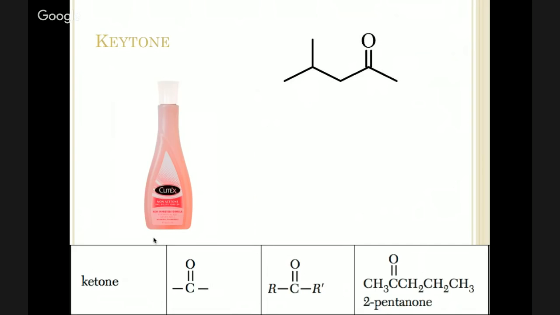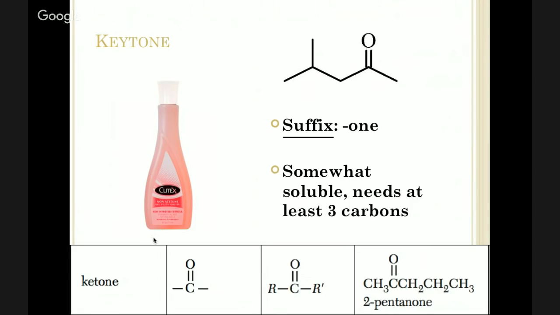You will not see ketones that have a prefix of 1, because that would be an aldehyde again. The most common ketone that you're probably used to is acetone, which is used in nail polish remover. Notice the ONE ending. And it could be somewhat soluble, like the acetone that you use in your nail polish. They need at least 3 carbons so that the double bonded O is in the center of the chain. Again, you can have propanone or butanone or pentanone. You're just counting how many carbons it is and where that double bond is.